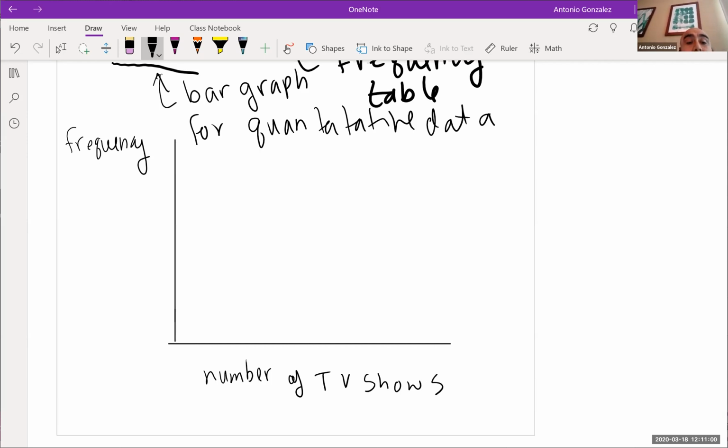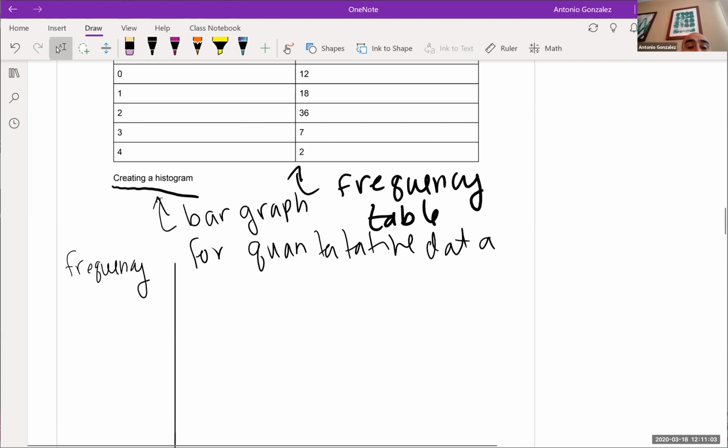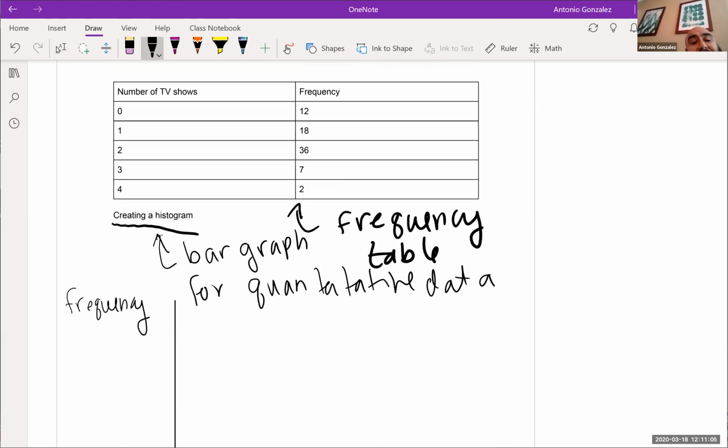All right. Okay, so here we look at number of TV shows, so I can space it out. Again, I don't want all the numbers to be bunched up, so I want to give myself plenty of space to draw this bar graph. Number of TV shows is going to range from 0 through 4.